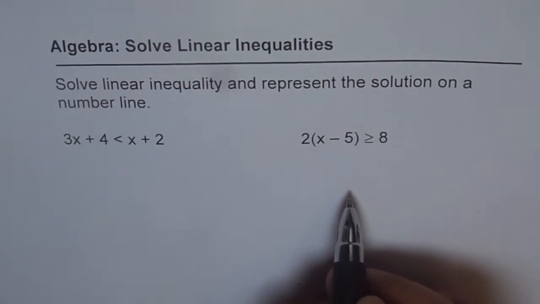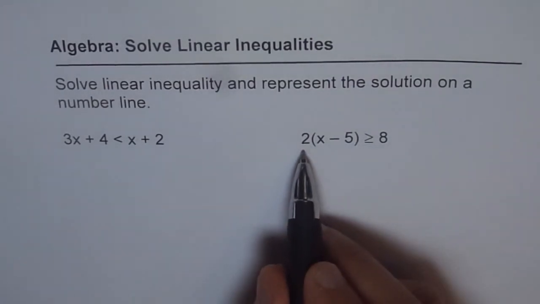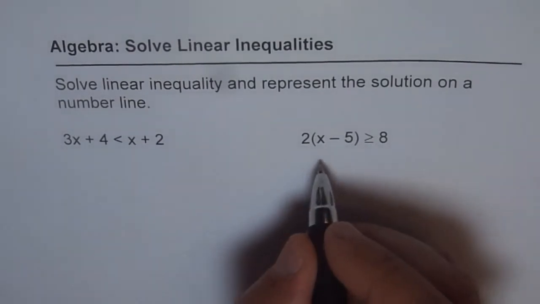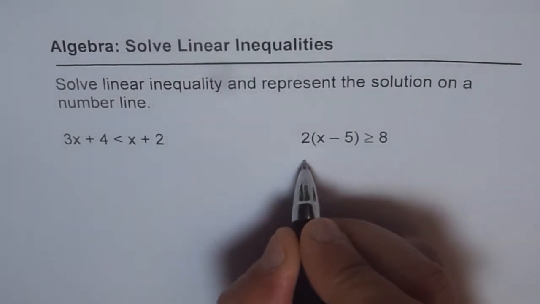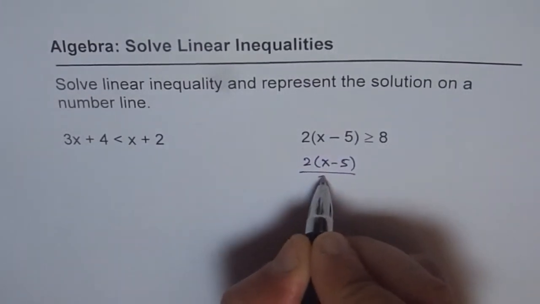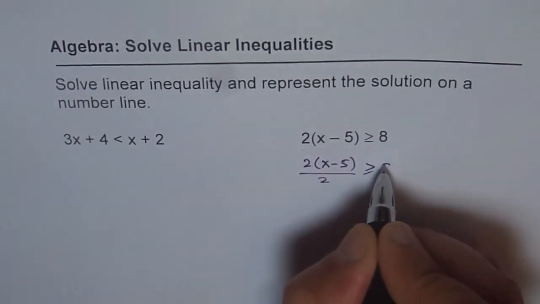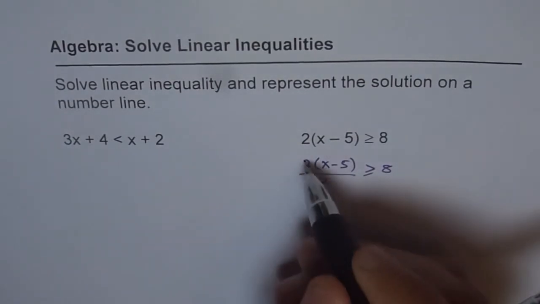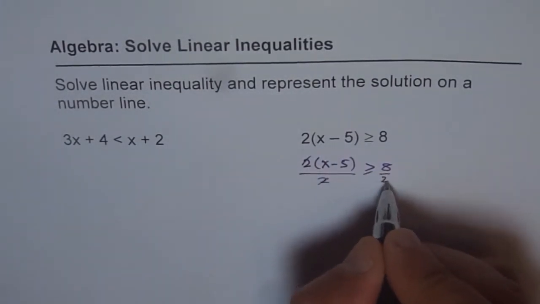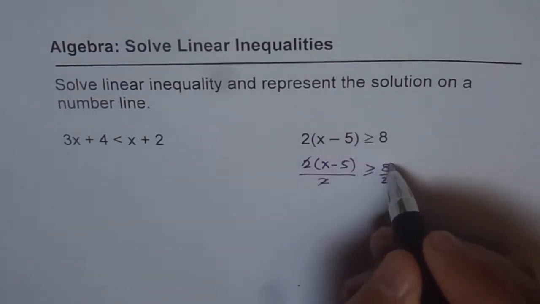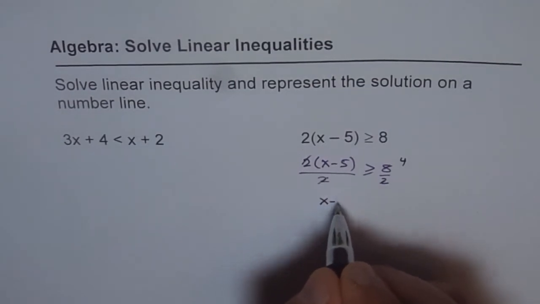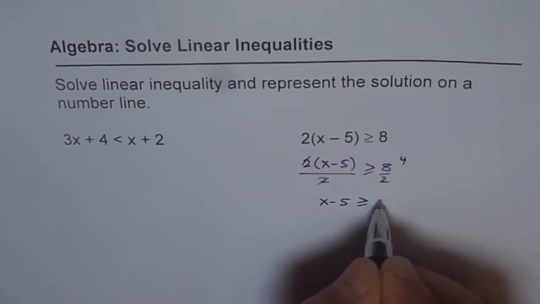to 8. What we can do is, we can divide by 2 both sides. So if we divide by 2 both sides, what do we get? We get basically 2 times x minus 5. We are dividing by 2 both sides, right? So when you do that, then 2 and 2 cancel out. And so you are left with, and this divided by 2 will give you 4 here, correct? So what you get is x minus 5 is greater than equal to 4.